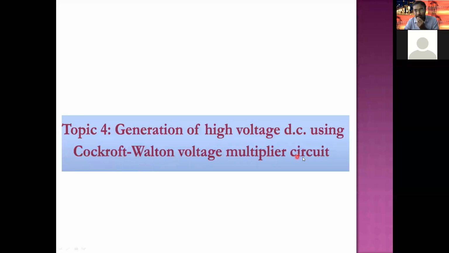Cockcroft-Walton voltage multiplier circuit. The concept was developed by two scientists, Cockcroft and Walton. That's why it is given the name Cockcroft-Walton voltage multiplier circuit. It's clear.